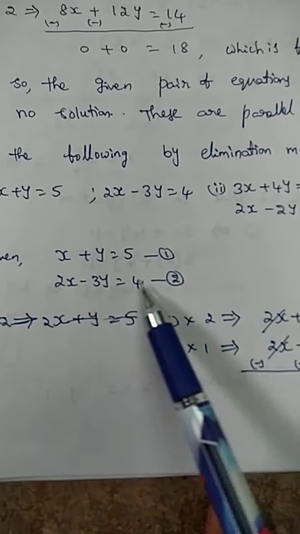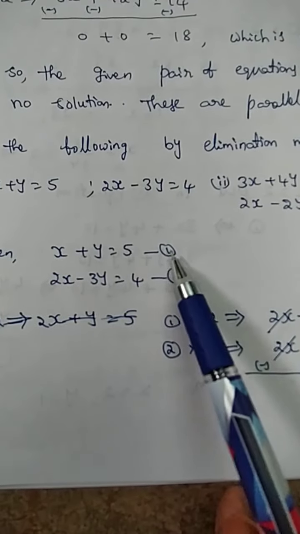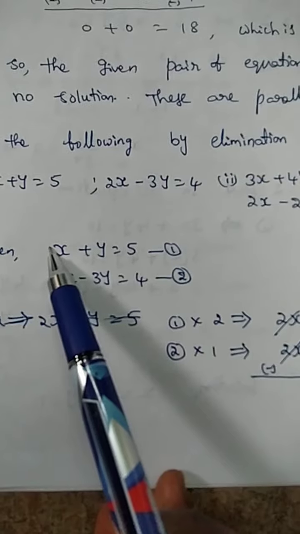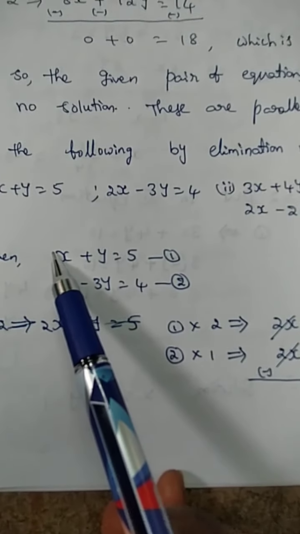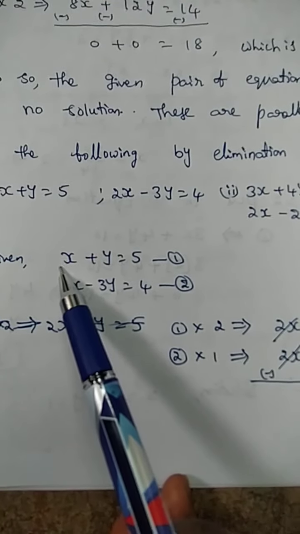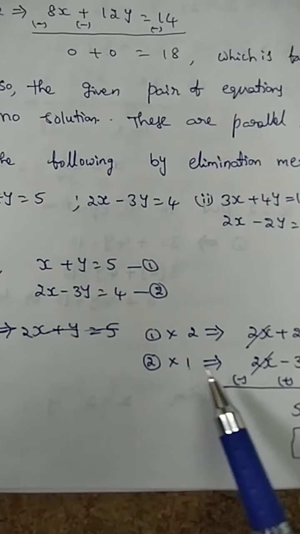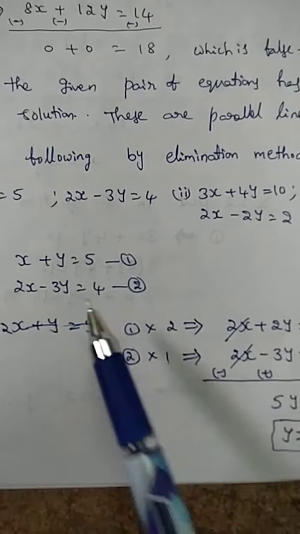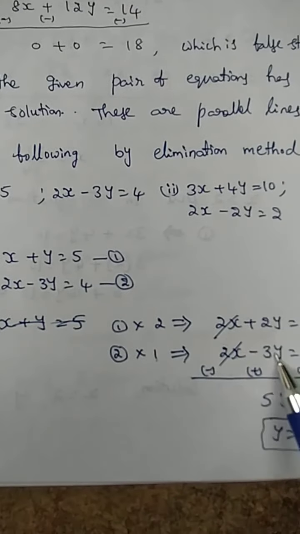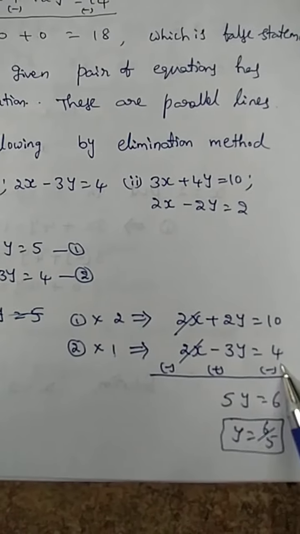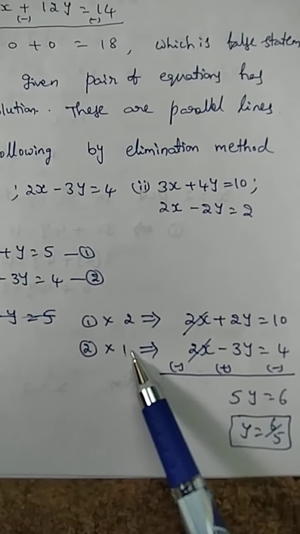Now the second equation is totally multiplied with the first equation's x coefficient. What is the x coefficient here? Nothing is there, so you can assume it as 1. Then we multiply the second equation by 1. 2 into 1 is 2x, minus 3 into 1y is 3y, 4 into 1 is 4. The total equation is multiplied with that constant value.